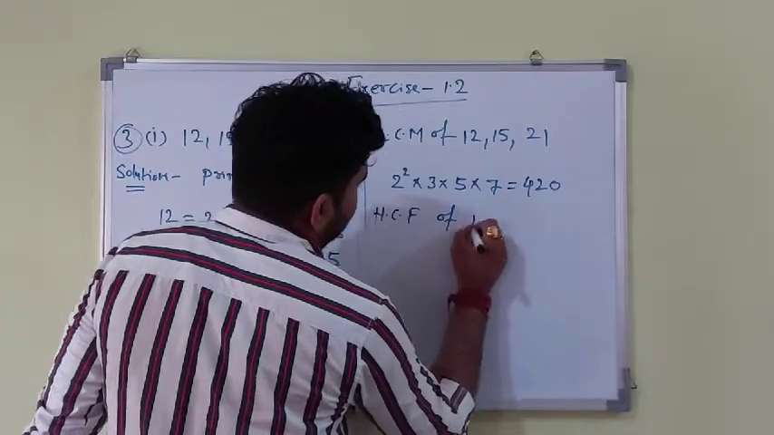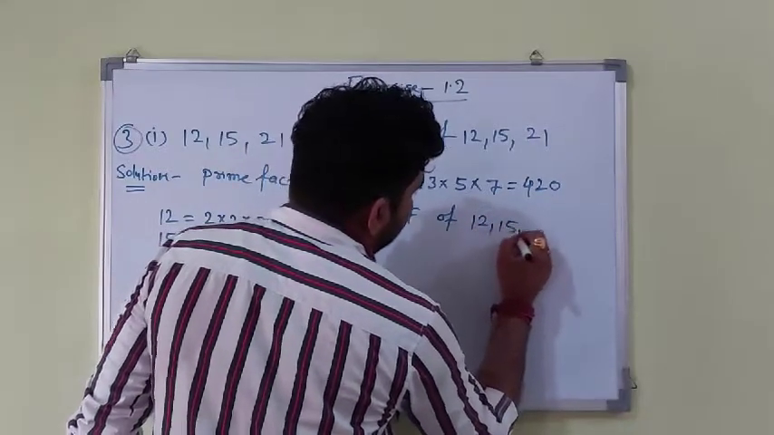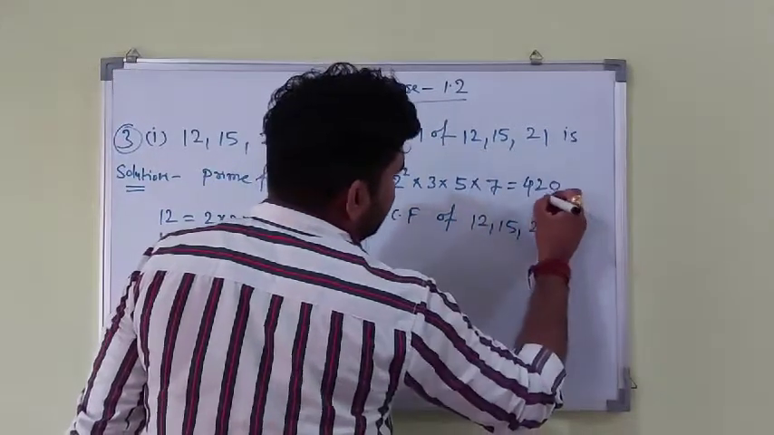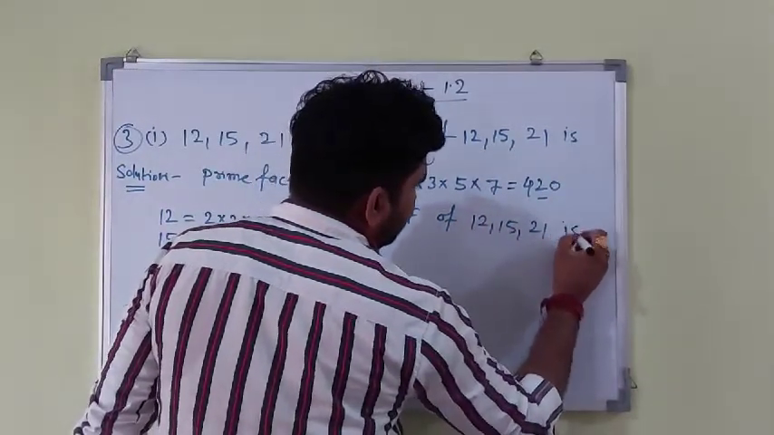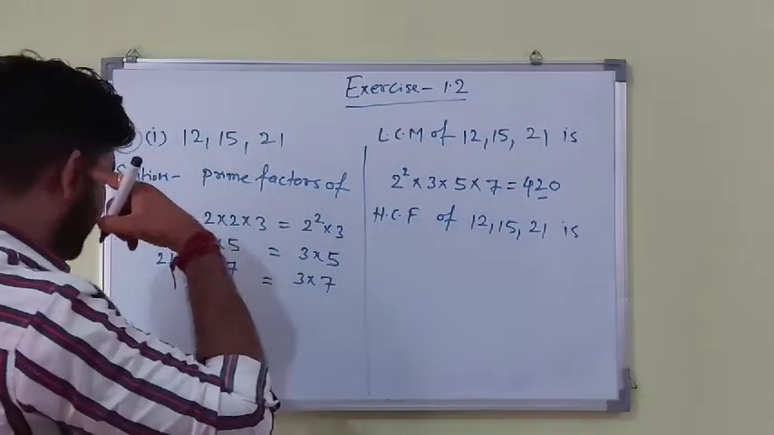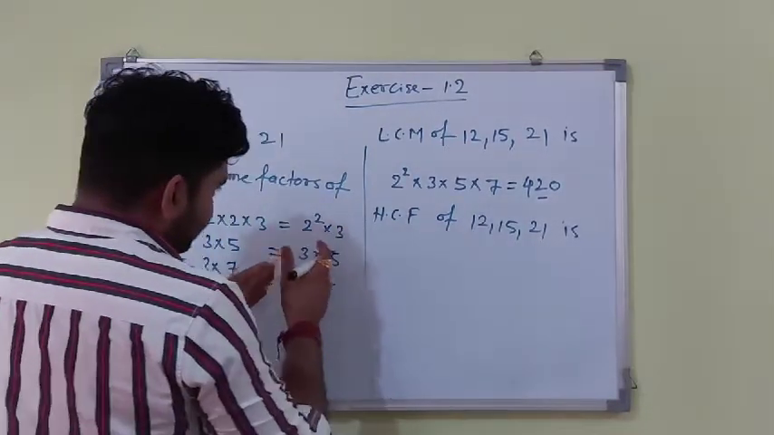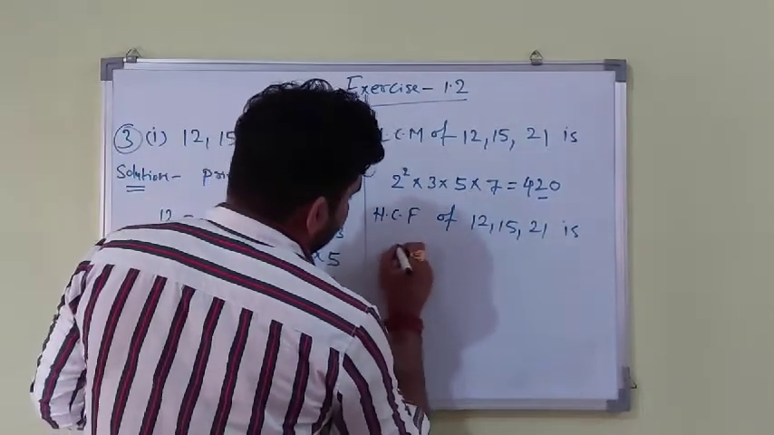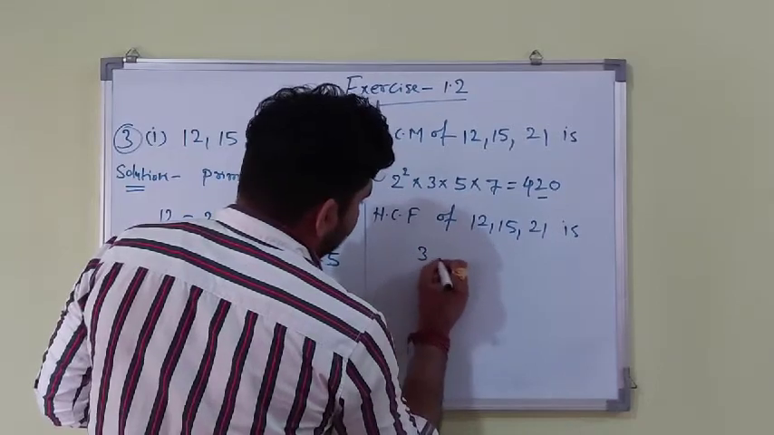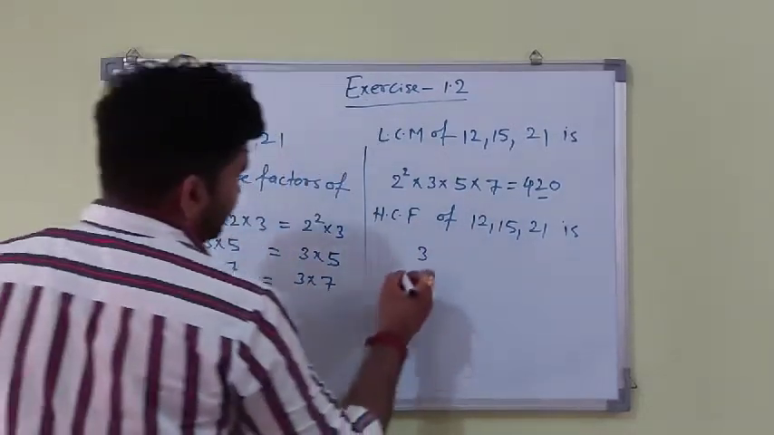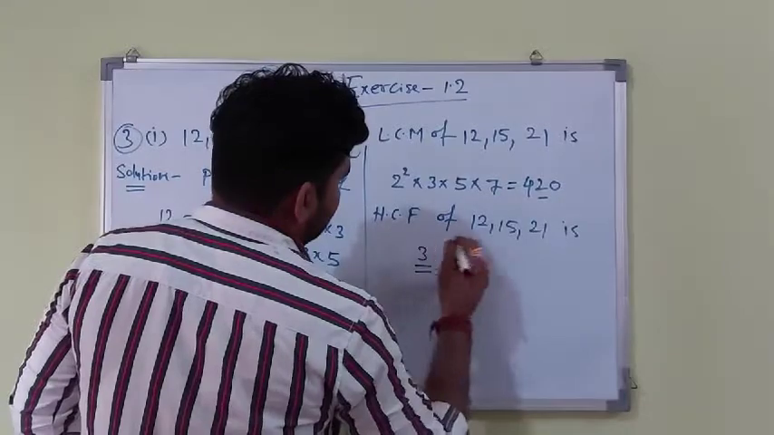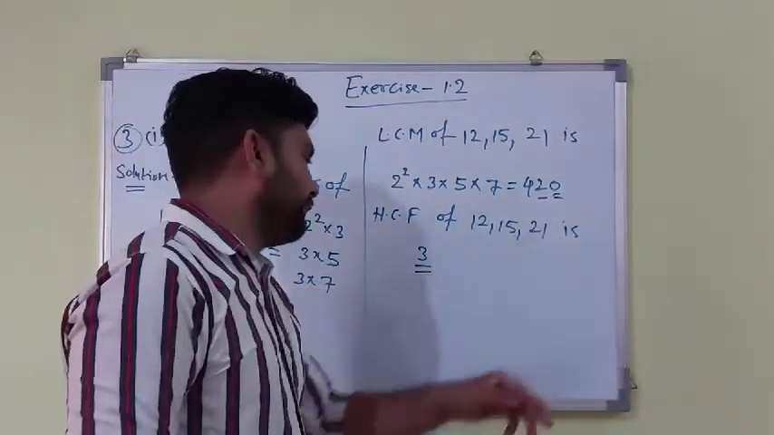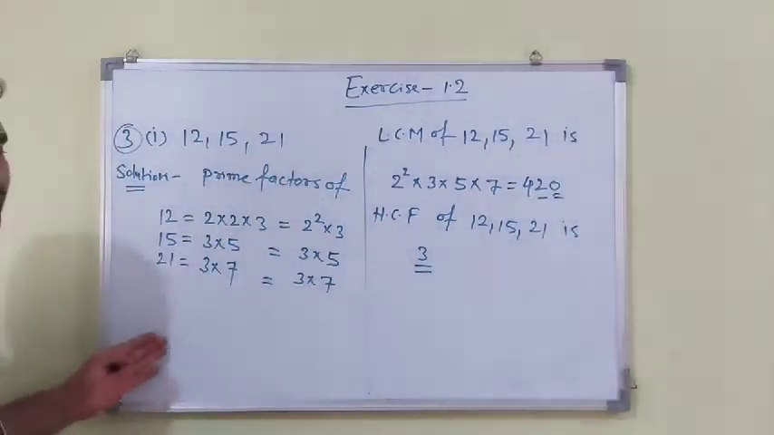And the HCF of 12, 15 and 21: let's find the highest common factor. 3 is common in all three, so 3 only is the HCF of 12, 15 and 21. Okay, dear student, it is solved completely.